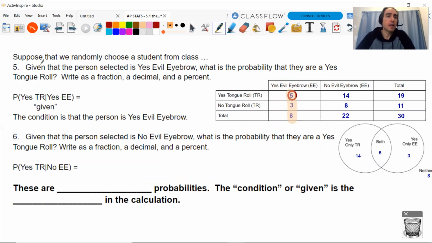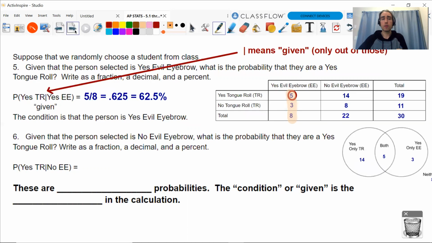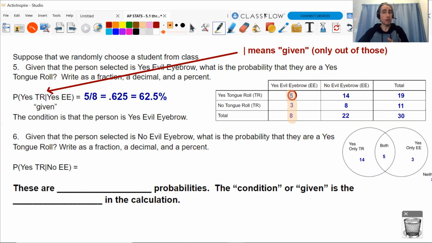Okay, so next, suppose we randomly chose a student from class, given that the person selected is yes evil eyebrow. What is the probability that they are a yes tongue roll? So in this case, we want to only look at the evil eyebrows. And you can see, there's only 8 that can do the evil eyebrow. But out of those, 5 can do the tongue roll. That little vertical bar means given. Only out of those numbers. So we say, well, 5 out of 8, 62.5%. That's the probability here.